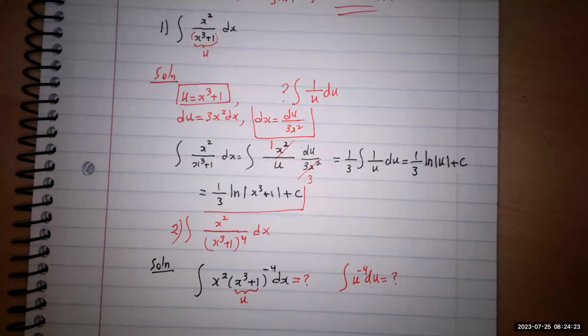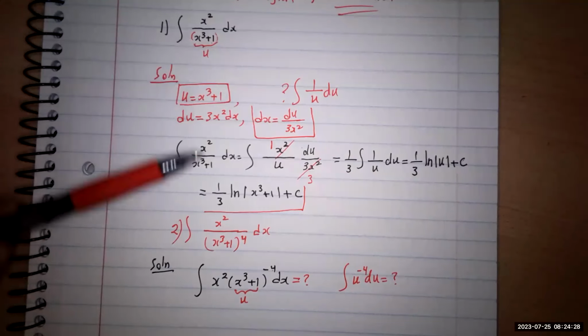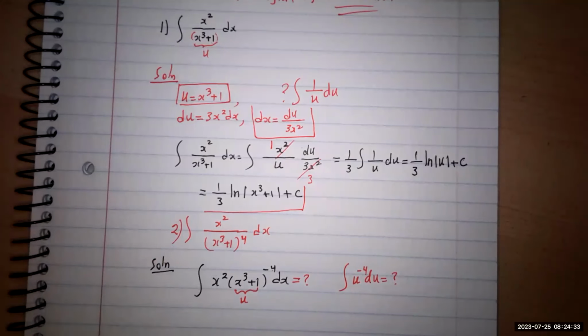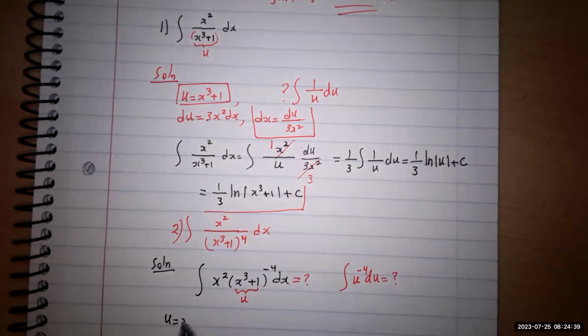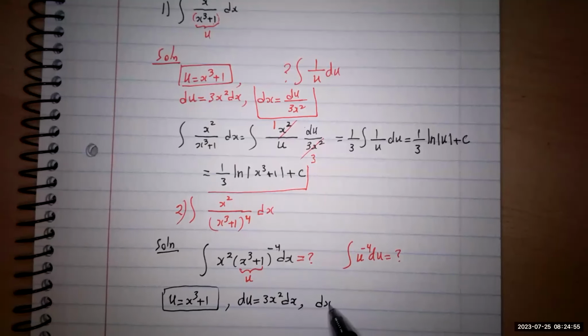Okay, so for the previous case, you had better not move it up. This can be done easily. But for this one, because there is a power here, you have no other choice. You have to move it up, okay? But the rest of the procedure is going to be the same. So we have u, which is going to be x cubed plus 1. Now we have to find the differential of u, which would be the derivative, 3x squared times dx. Then we have to find dx, and dx, of course, is going to be du over 3x squared.